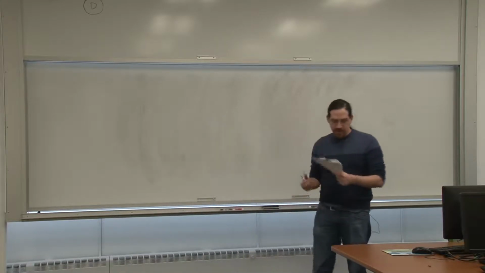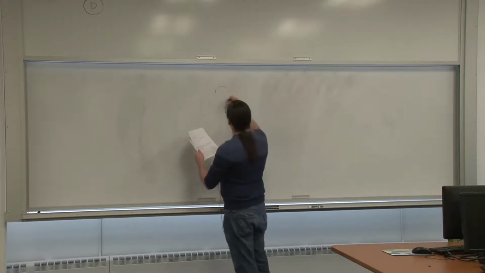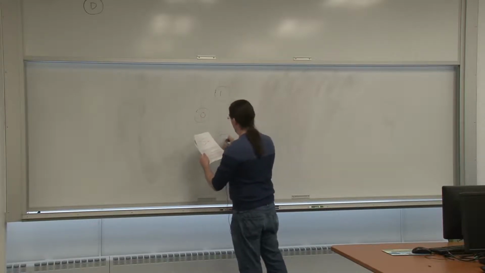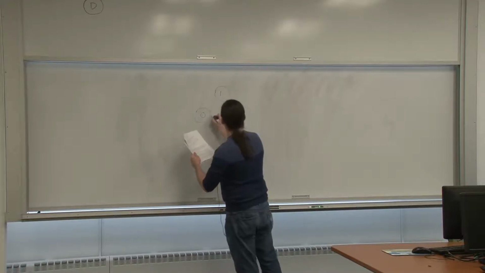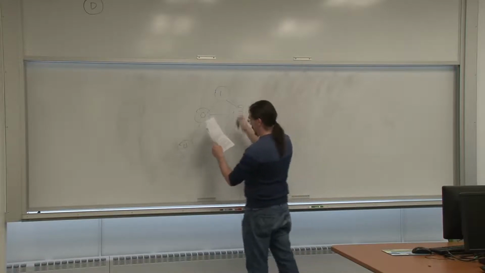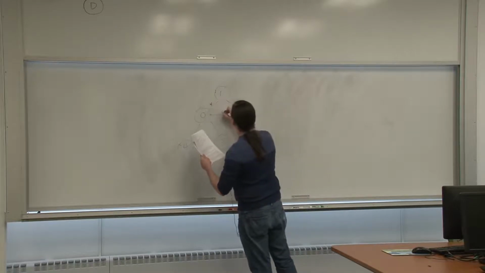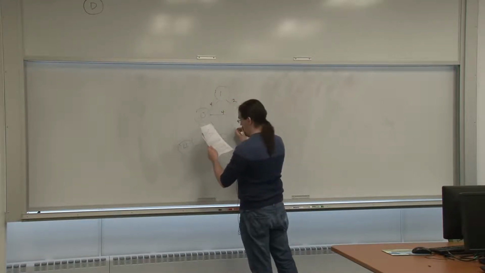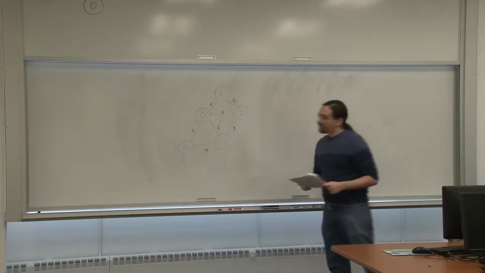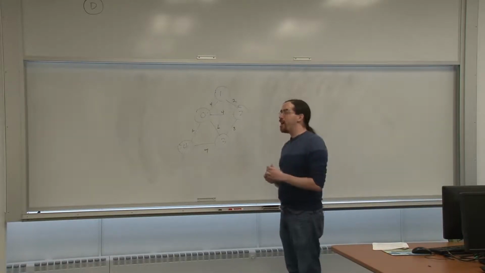OK, so next problem. Let's draw another graph. This is going to be a weighted graph. So we'll have 0, 1, 2, 3, 4, and some edges. And these weights will be 4, 4, 2, 8, 6, 6, 9. OK. This problem is called the minimum spanning tree on a weighted graph.